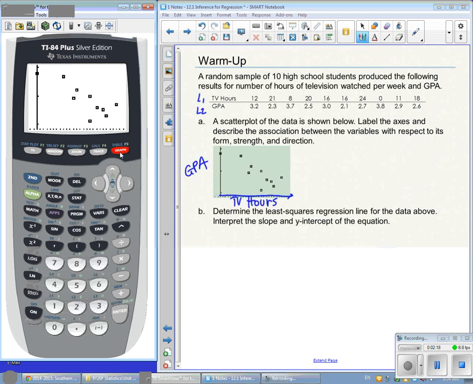How would you describe the strength, the form, and the direction using the context of the problem? Because on the AP exam, everything you write needs to be in the context of the problem. So who can tell me what they would write here? Can I get a volunteer? You don't have to speak into the microphone. Go ahead, Casey. Just talk really loud.